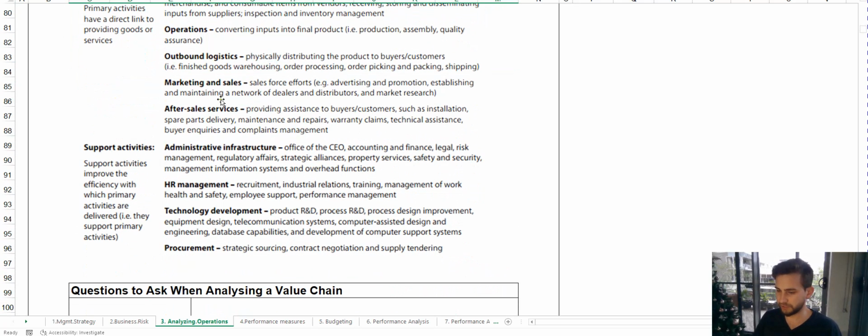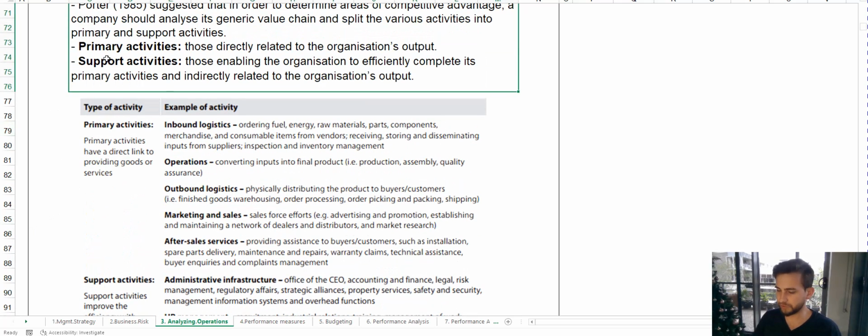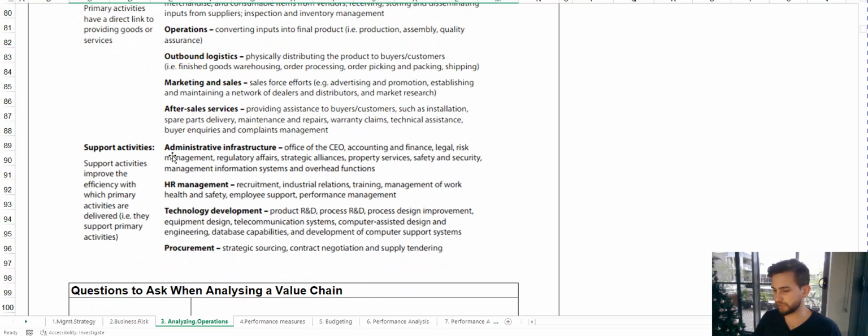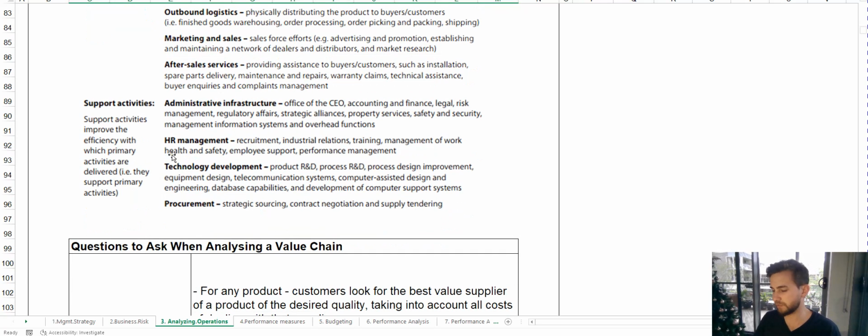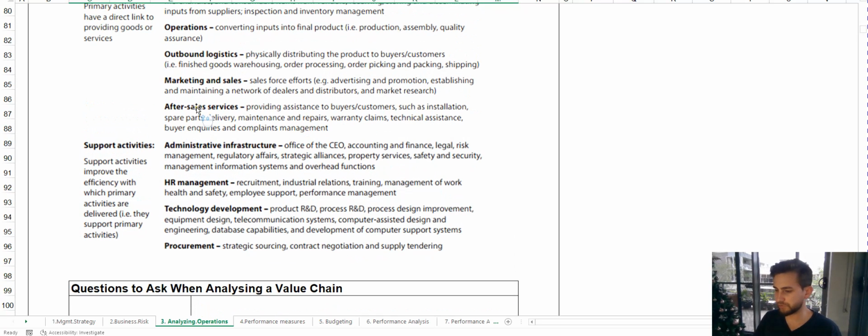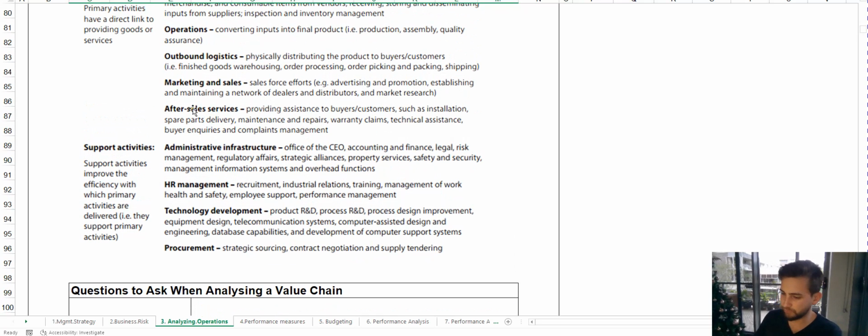Now, on the support activity side, remember, these are the activities which support the business in achieving its primary activities. We've got administrative infrastructure, which is the office of the CEO, accounting and finance, legal, risk management, regulatory, strategic alliances, property services, safety and security, management information systems, and overhead functions. Then you've got HR, which is recruitment, industrial relations, training, management of work health and safety, employee support, performance management. Then you've got technology, which is R&D, product R&D, process R&D, design improvement, equipment design, telecommunication systems, and so forth.